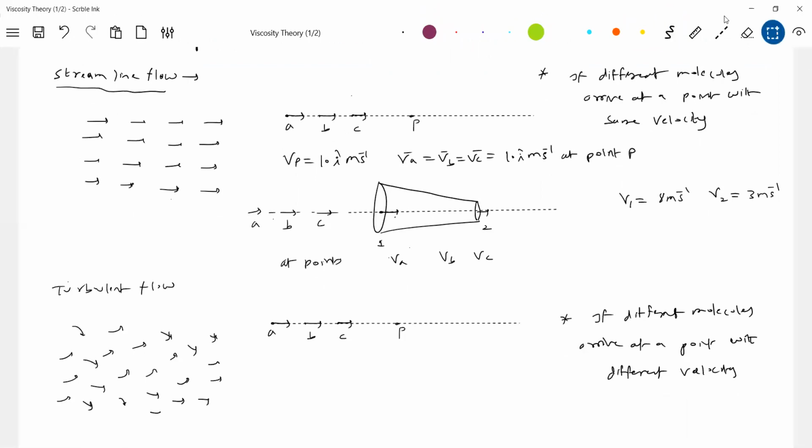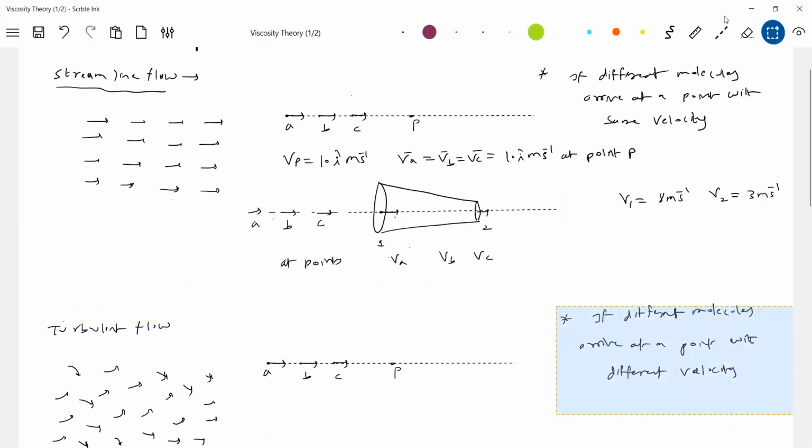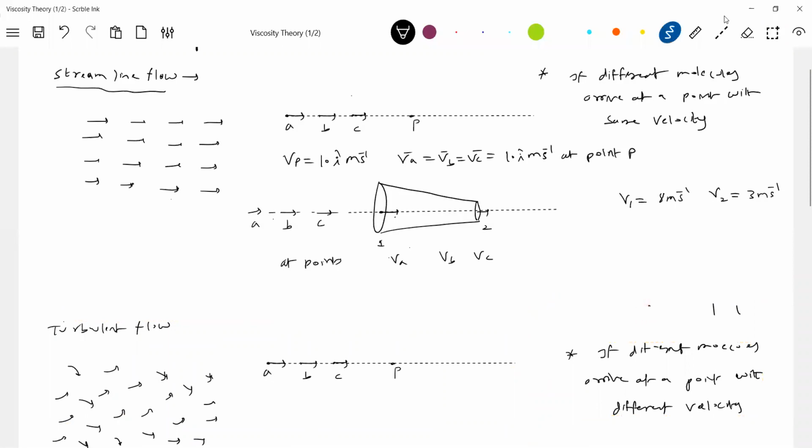Tell me, what should be the speed of the particles now? Go back to the streamline. At point 1, what should be the speed of particles? This will be 8 meters per second. Let me write it here. At point 2, the speed of particles should be 3 meters per second. Then only it is decided to be streamline flow.